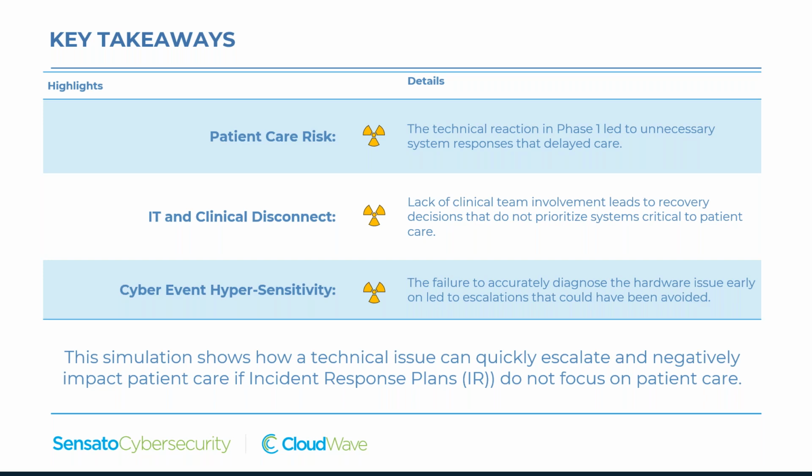There was a bit of cyber event hypersensitivity. There was a failure to accurately diagnose the hardware issue. If we go back and look at the first phase, we talked about anomalous events on the outside interface of the firewall. We see hits on the outside interface of the firewall all the time. We probably see anomalous hits on the firewall. Just because we had it go to the SOC does not mean we react to that. And that's what happened in this scenario. So it led to an escalation that could have been avoided.